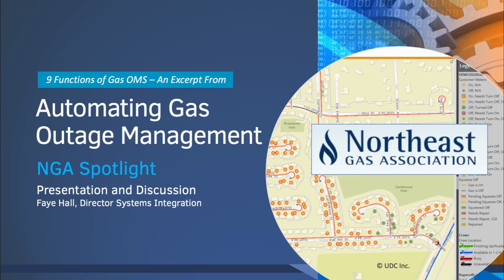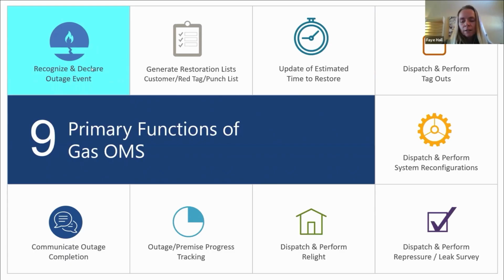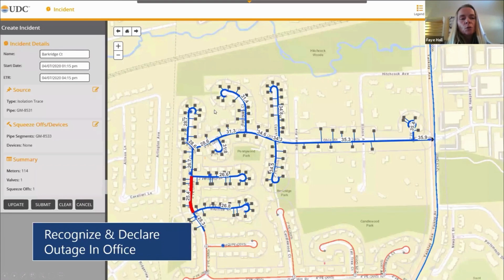So we're going to go through these 9 primary functions, the first of which is recognizing and declaring an outage. This is a web application that we've built that allows you to use the information that you have in your GIS, and recognize or declare your outage. In this scenario, somebody has suggested that there is an outage along this main, and we need to isolate it.